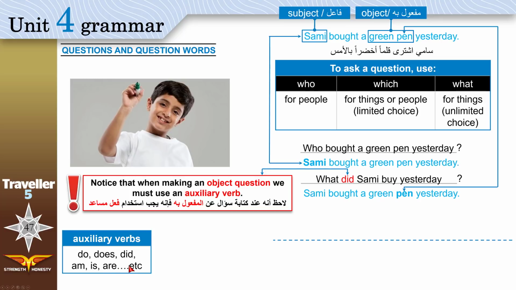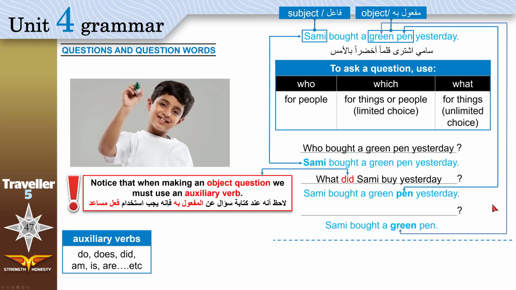Okay, how do I know which one to use? Well, it depends. If the question is in the past, yesterday, use did. If it's every day or it happens in general, use do or does. If it's happening right now, use am, is, and are, and so on. Okay? Now, let's continue.